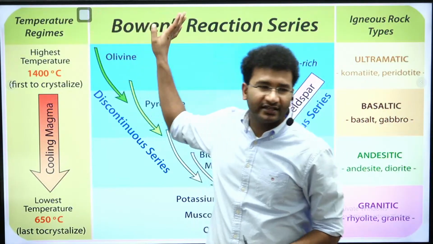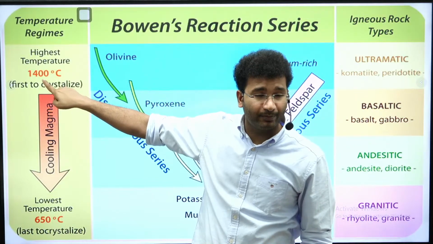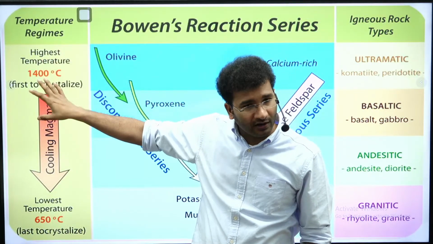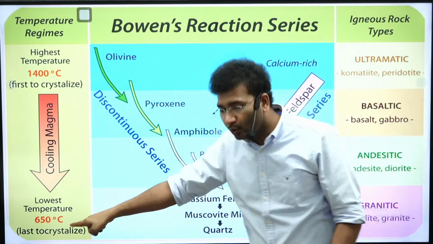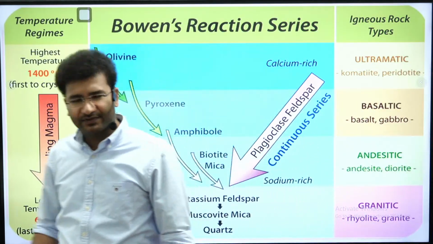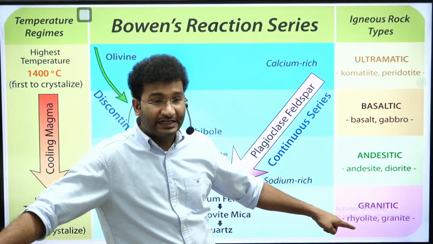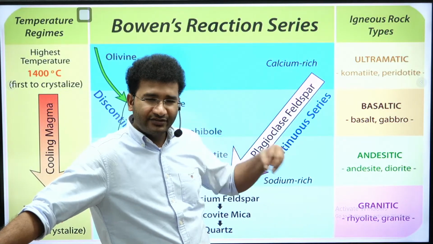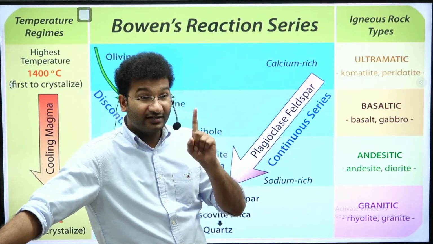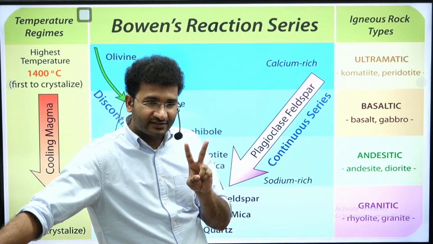Your Bowen reaction series says that if the temperature of a particular volcano or rock is higher, then you will find mafic rocks. If the temperature is lower, around 650, 600 degrees Celsius, you will find continental rocks, that is granite. And usually, as you go deep into the interior of the earth, the temperature of the earth increases and also the density of the earth increases.